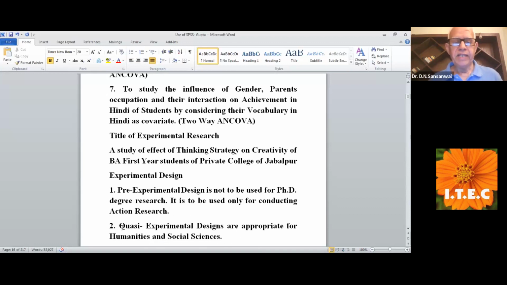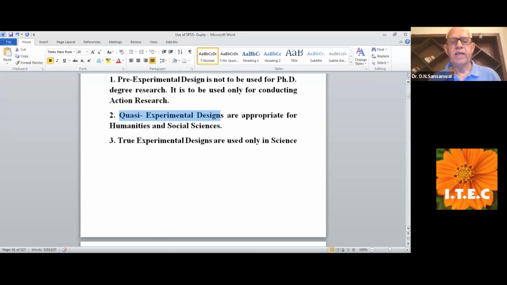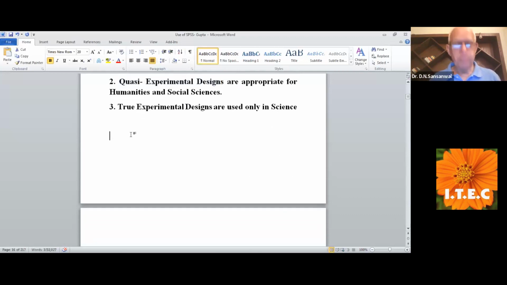Now I am taking the quasi-experimental design. There are many quasi-experimental designs, but one of the very popular designs is called non-equivalent control group design.